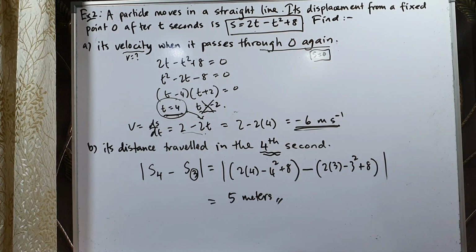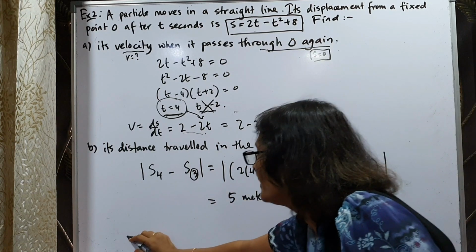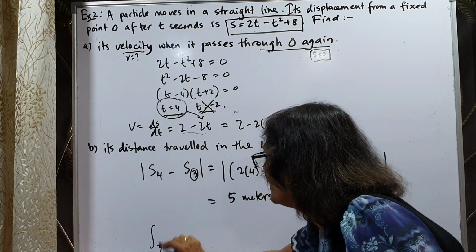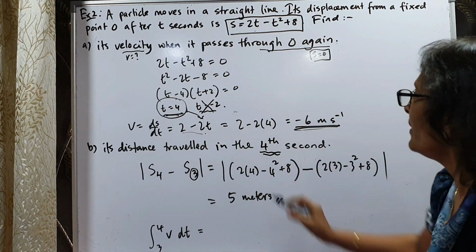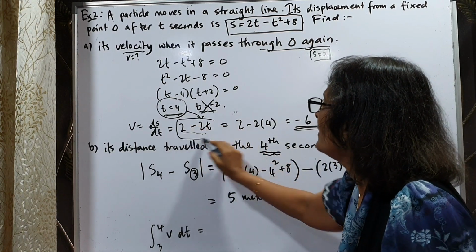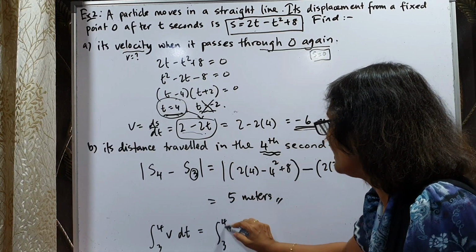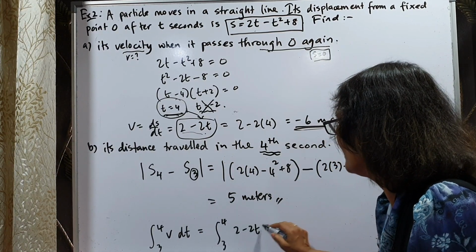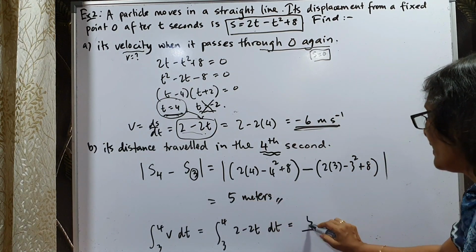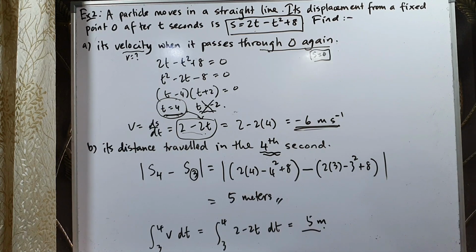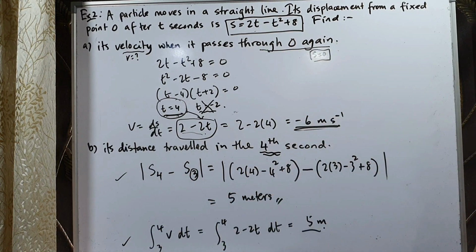Okay, so that's how we find it. Now, to find the distance travelled in the 4th second, another method is by integrating v dt from 3 to 4. You also can do this. When you take the v, this is your v, and put it inside here. I'm not going to show you in detail, but this is how it's done. The answer will be the same, 5 meters. You can either do this method or this method. It's up to you.